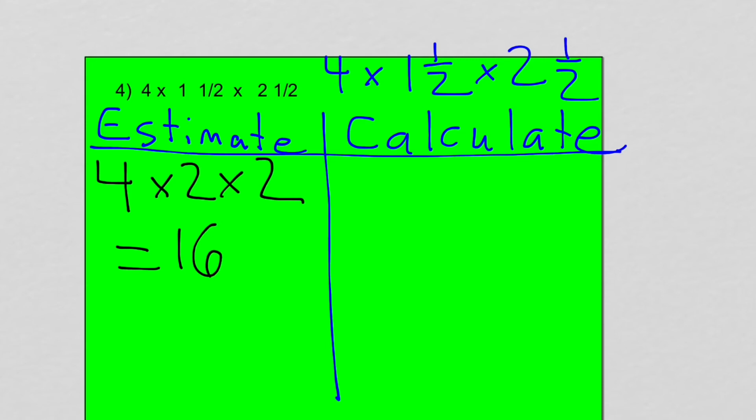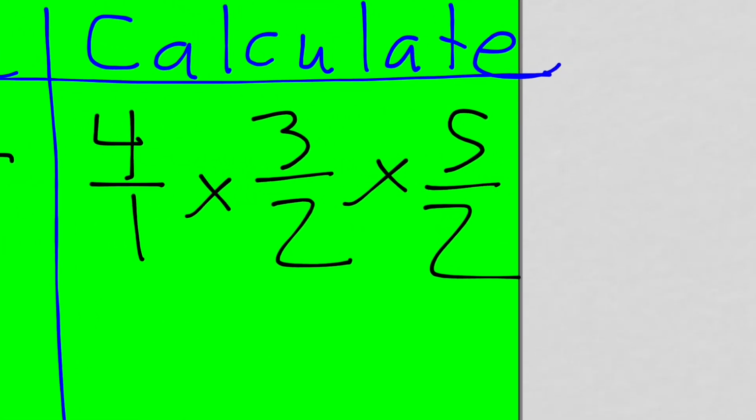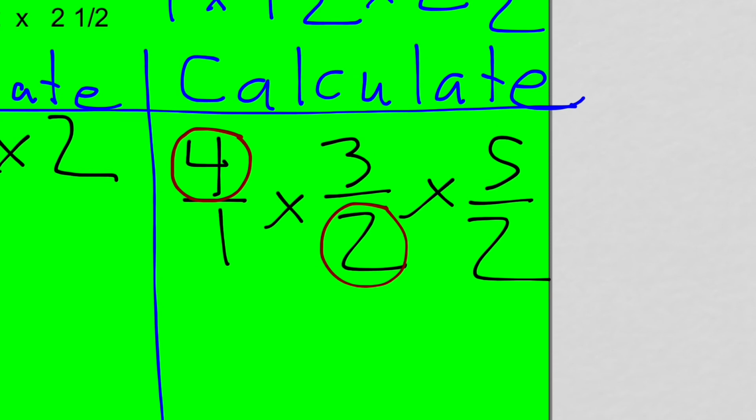Now, write all of our numbers as improper fractions. So 4 over 1 times 2 times 1 is 2 plus 1 is 3 over 2 times 2 times 2 is 4 plus 1 is 5 over 2. Now study the top and the bottom and find common factors that we can simplify. I see 4, I see 2. 2 divided by 2 is 1. 4 divided by 2 is 2.